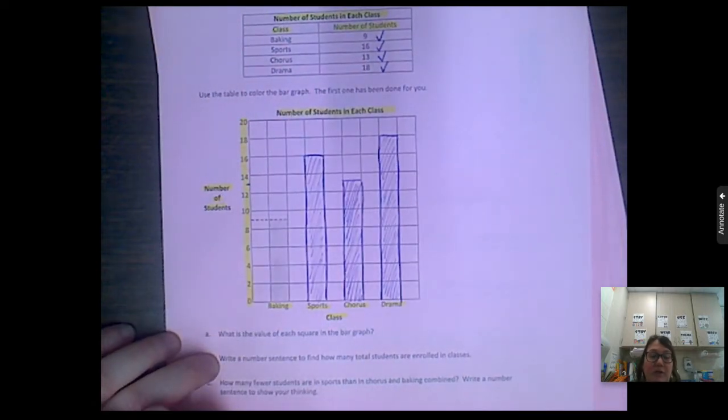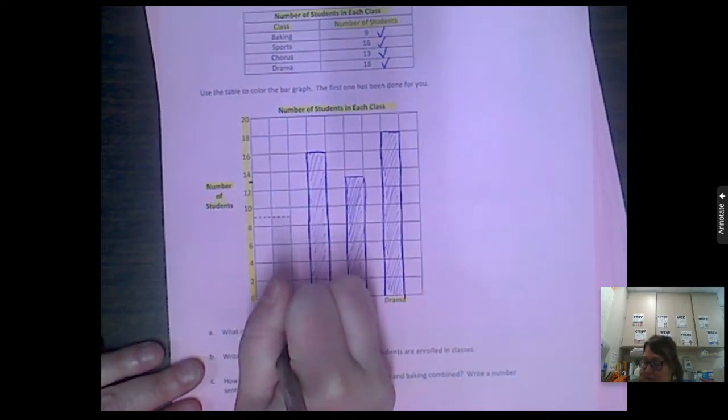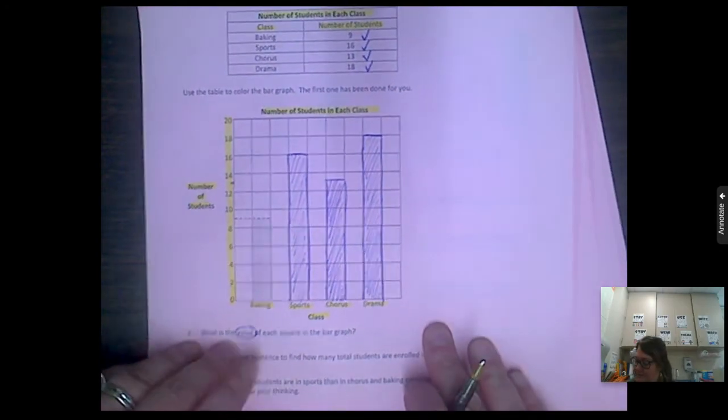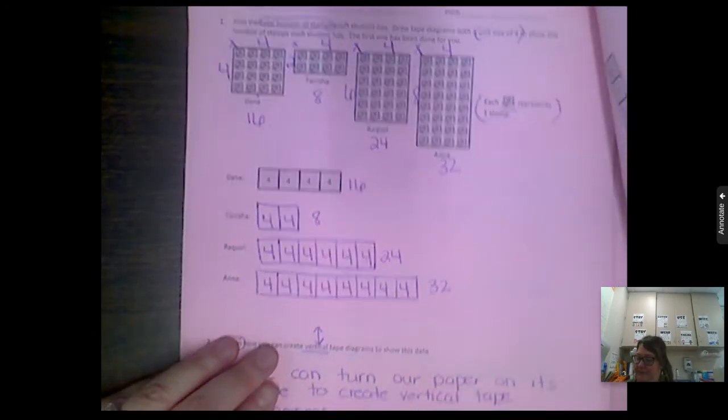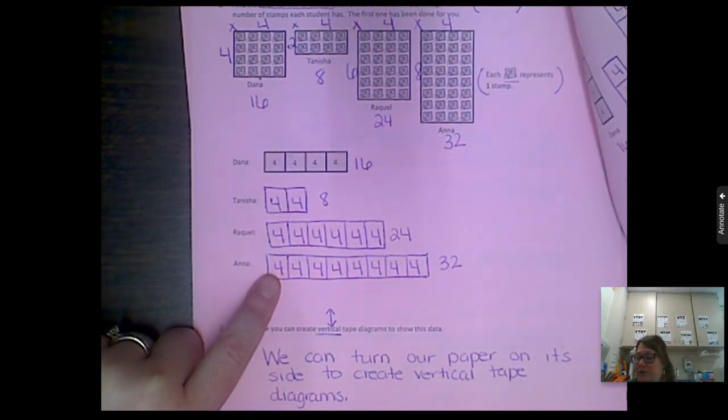So now that we have all of our bars created based on our data chart, we're going to answer some questions. So the first one says, what is the value of each square in the bar graph? So what is the value of each square? Do you remember yesterday in our lesson, and I can actually turn back for you because I have it right here. This would be the value of each square, right?